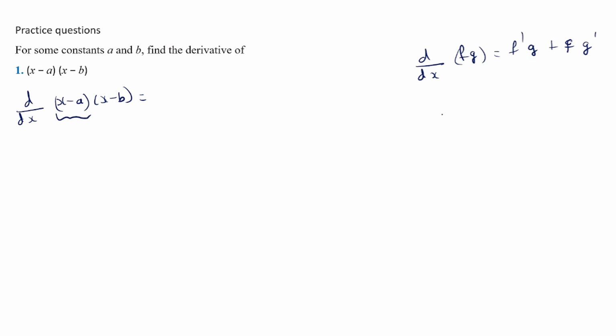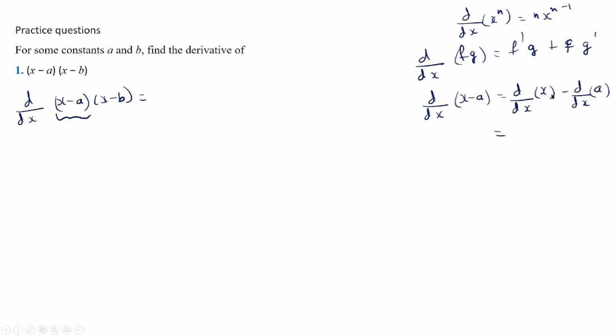First let us differentiate this. Now d by dx of x minus a will be d by dx of x minus d by dx of a. Now we know derivative of a constant is 0, and using d by dx of x raised to n is n into x raised to n minus 1, here n is 1. So this is equal to 1 into x raised to 1 minus 1, minus derivative of a constant which is 0. So this is equal to 1.